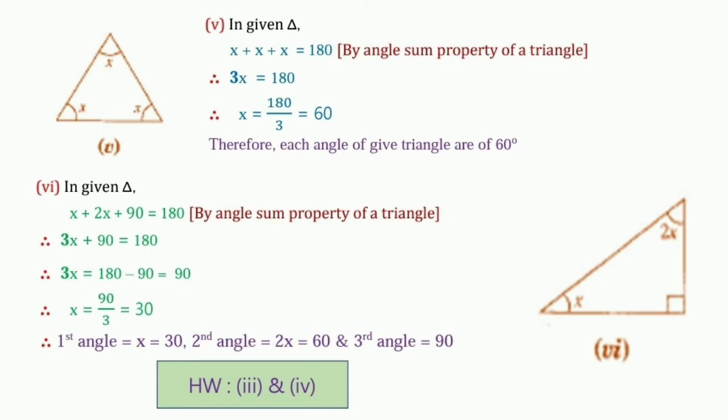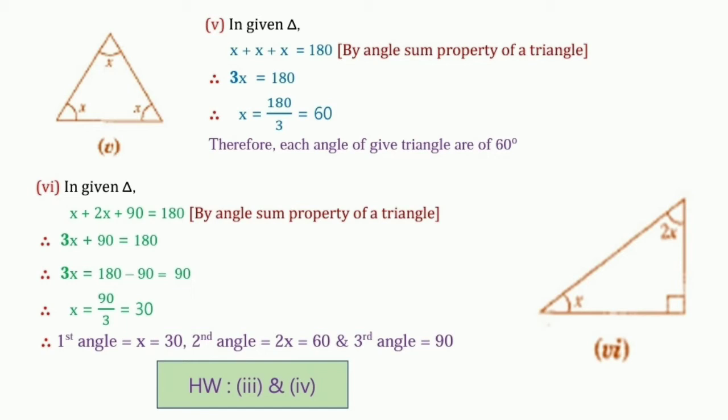Please see the diagram. It's a right angle triangle. The value of one angle is x, value of the second angle is 2x, and value of third angle is 90. So in given triangle, x plus 2x plus 90 is equal to 180 by angle sum property of a triangle. Therefore, 3x plus 90 is equal to 180. Therefore, 3x is equal to 180 minus 90 is equal to 90. Therefore, x is equal to 90 upon 3 is equal to 30. This is the value of x.